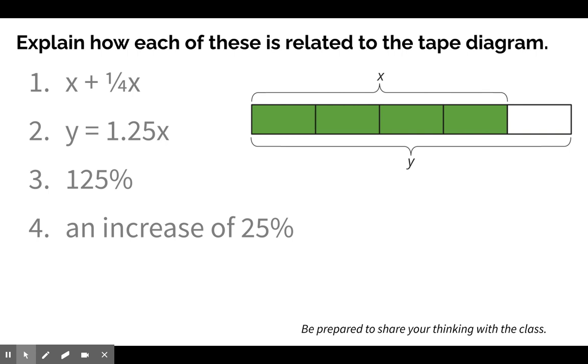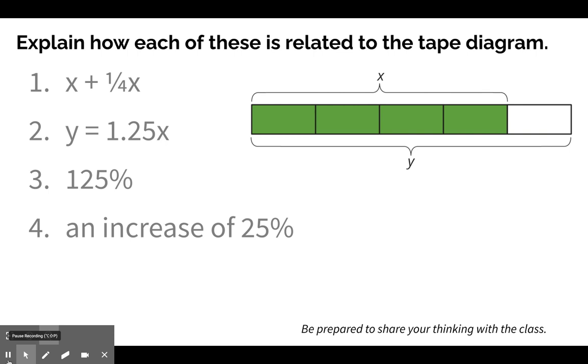And I want you guys in your explanation in your student companion, just jot down what your thoughts are. X is represented by the 4 green colored boxes, and Y is going to be the total 5 boxes. So the 4 green and the 1 white boxes. So I want you guys to think about, what does this mean to you, and put that into your student companion. So let's share out some of our thinking.